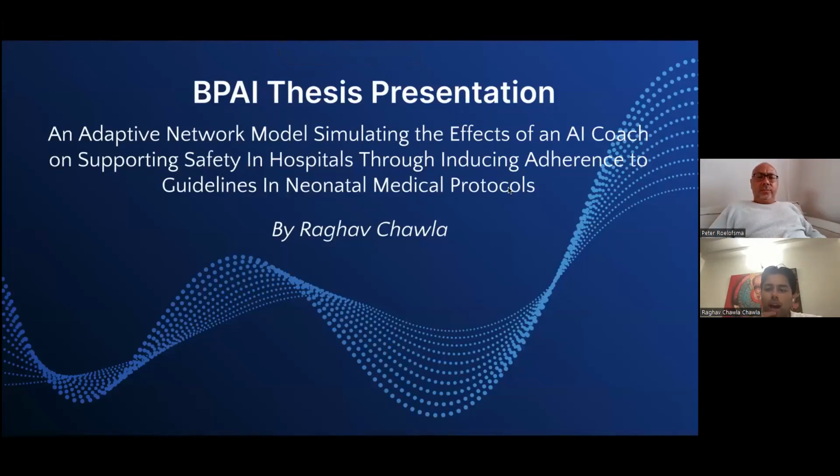It's about how we can make an adaptive network model to simulate the effects of an AI coach to support safety in hospitals by allowing better adherence to guidelines in medical protocols. And in the context of this presentation, we'll be focusing on the neonatal medical protocols of hypoglycemia prevention and the prevention of jaundice.